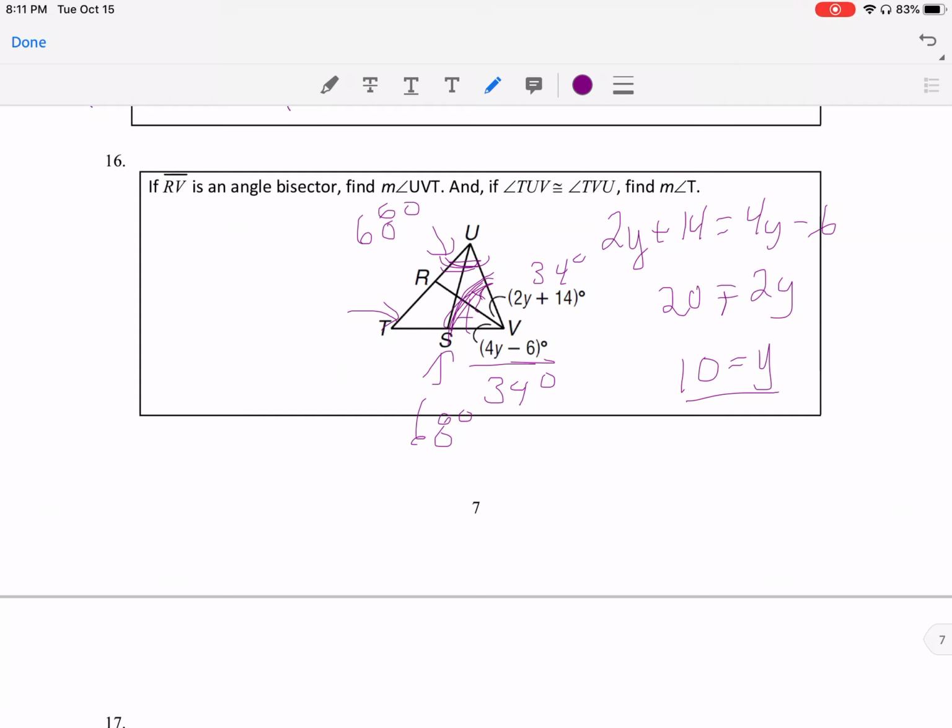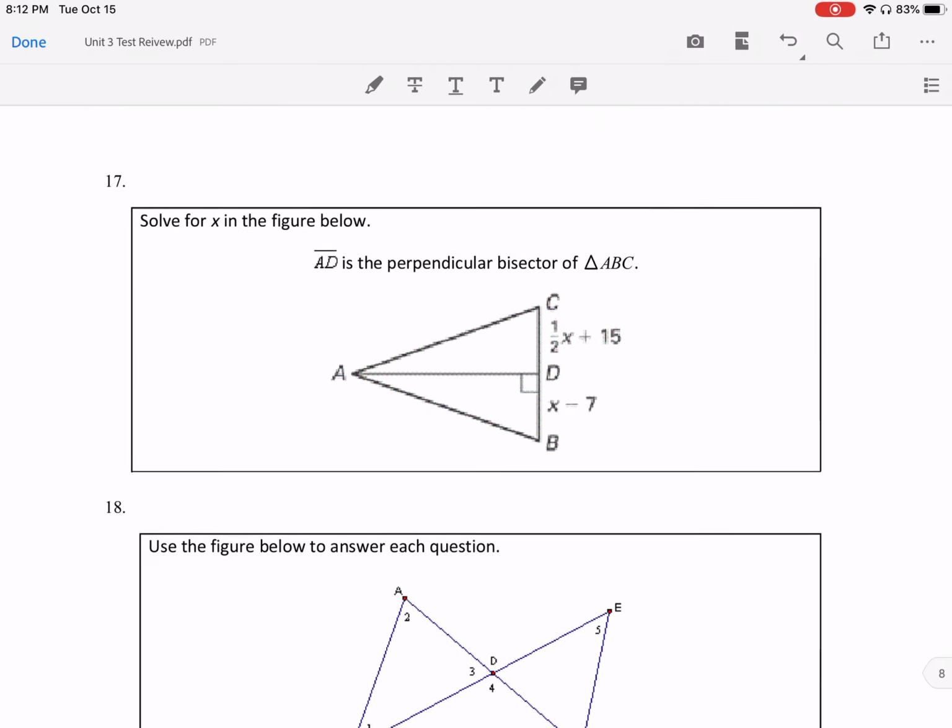How do I find angle T? I do 180 minus 68 minus 68. And that's going to give you, I think it's 44. Hold on. I think it's 44. Because that's going to be 120, 136. Yeah, 144. 144 degrees for your angle T. If my math is wrong, you'll be fine.